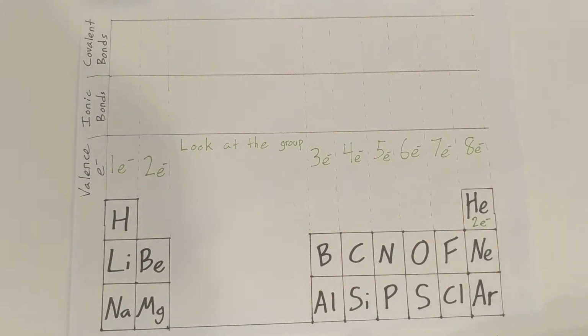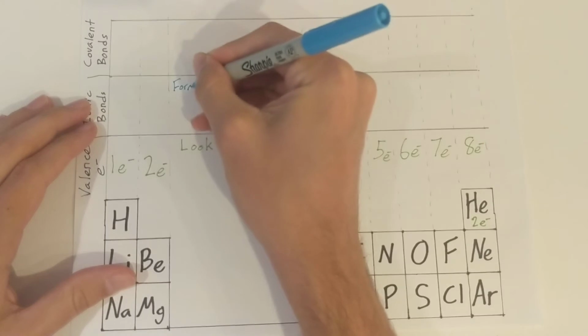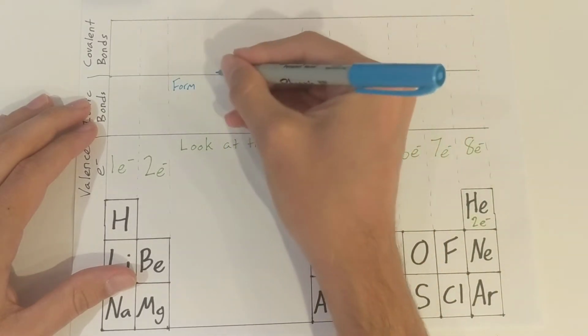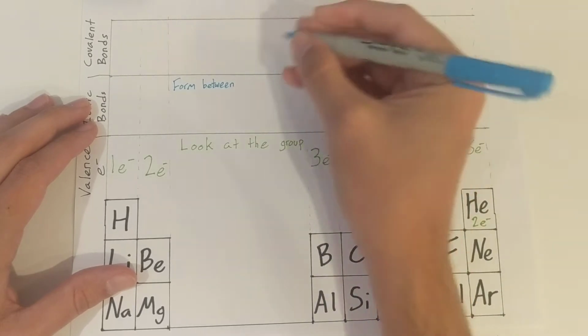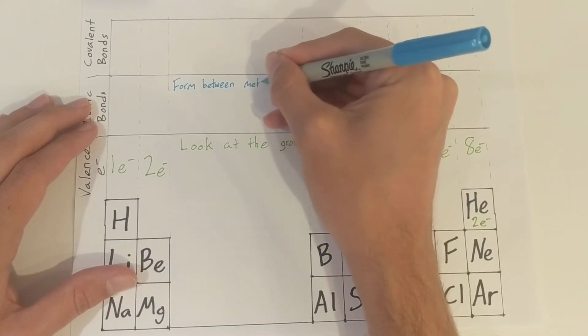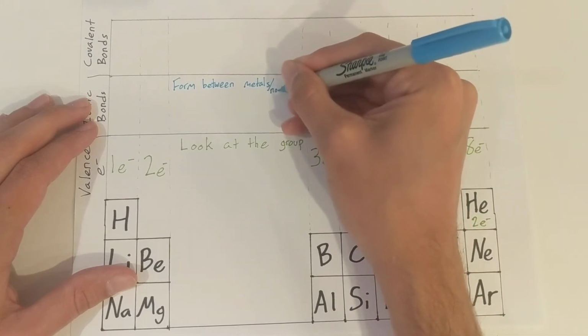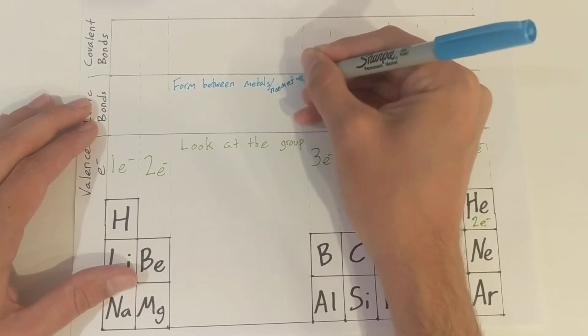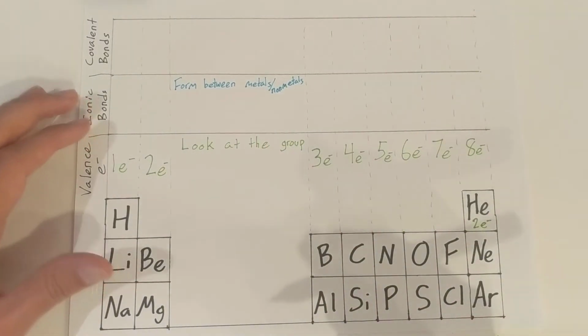So next we're going to be talking a little bit of review over our ionic bonds. And our ionic bonds form between metals and nonmetals. Metals and nonmetals. So that says nonmetals if you can't read that.